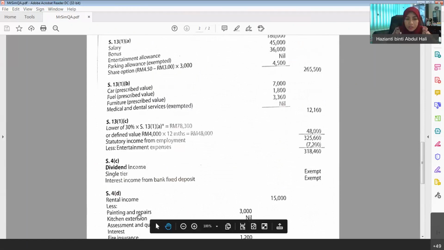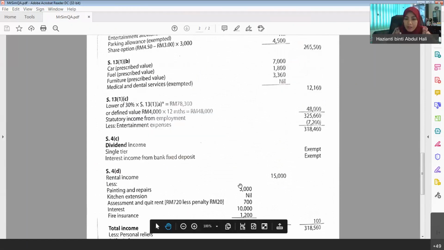Right, so the first one, they are the painting and repairs. Painting and repairs, it is called repairs. So, it is allowable. You can deduct here from your rental income. Kitchen extension. Extension is a renovation. Renovation is not allowed. So, dash je, nil. And then assessment and quit rent. All right, remember, assessment, quit rent, only the amount of the assessment, not the penalty. In the question, it is mentioned that he paid 720 for the assessment plus penalty, right? But we cannot take the penalty figure. So, 720 minus penalty 20, it will give us 700.